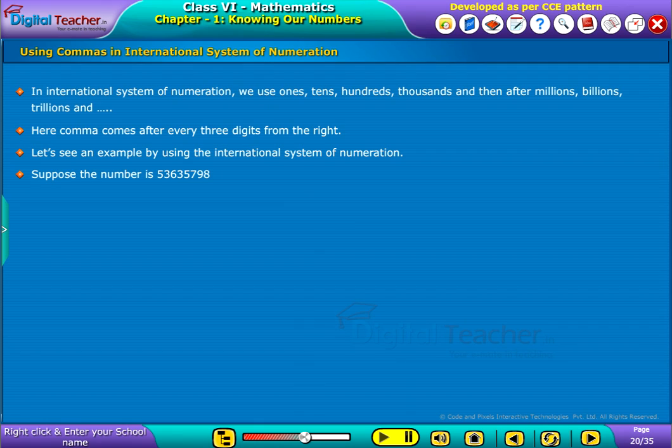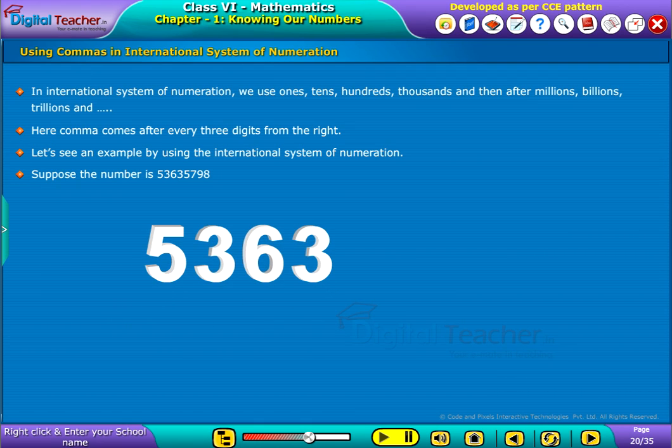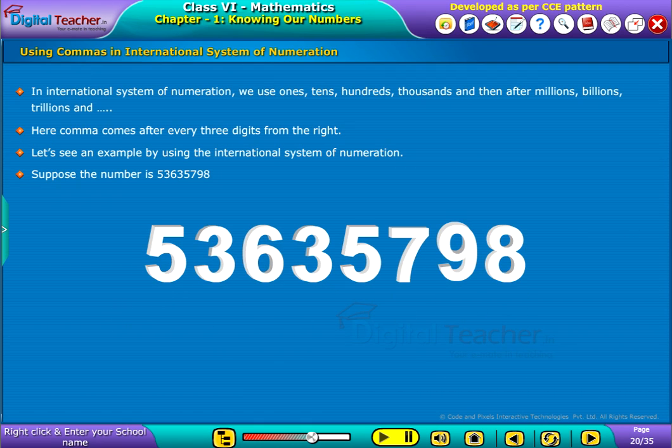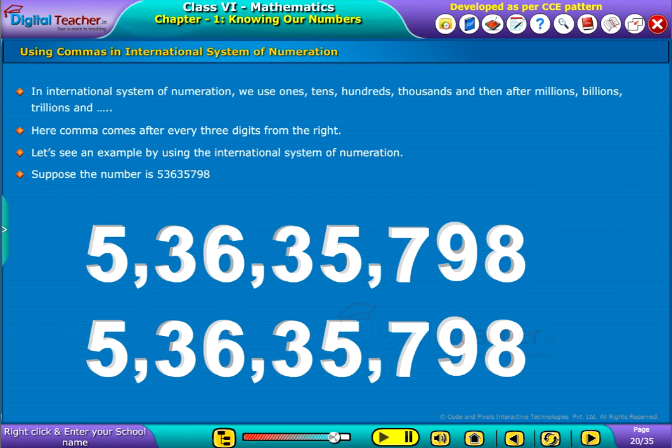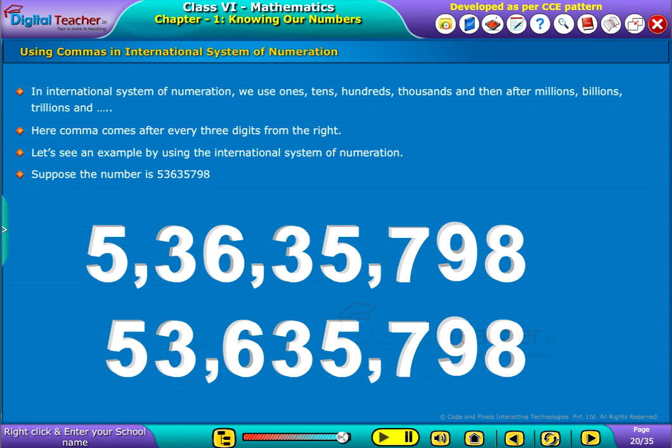Suppose the number is 53635798. In Indian system of numeration, it can be read as 5 crore 36 lakh 35,798. In international system of numeration, it can be read as 53,635,798.